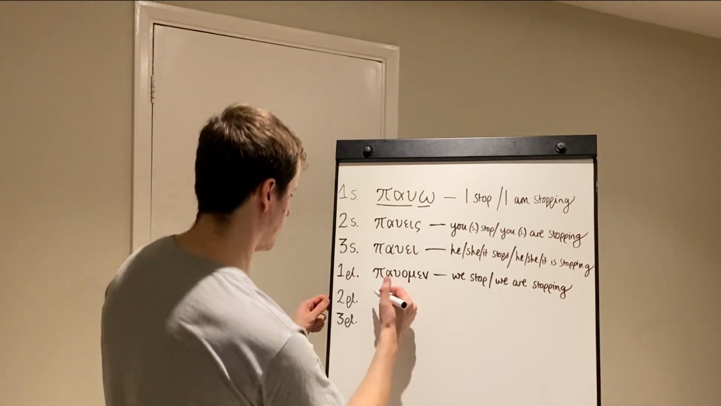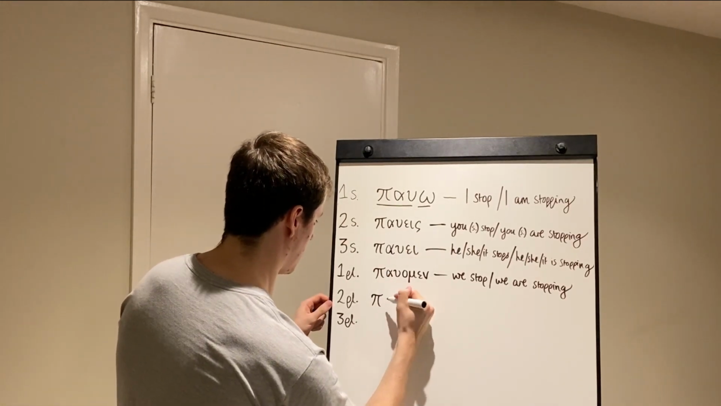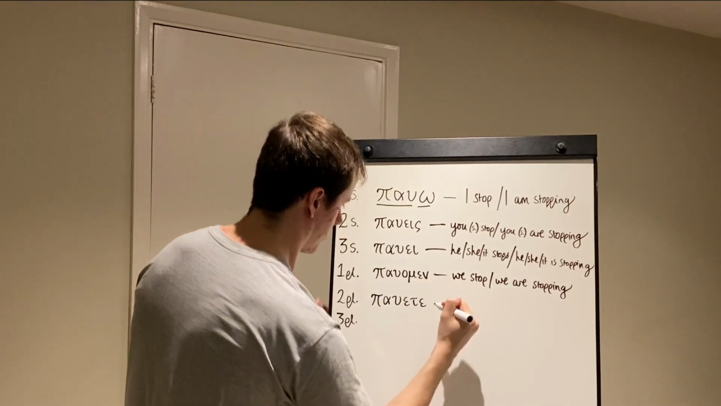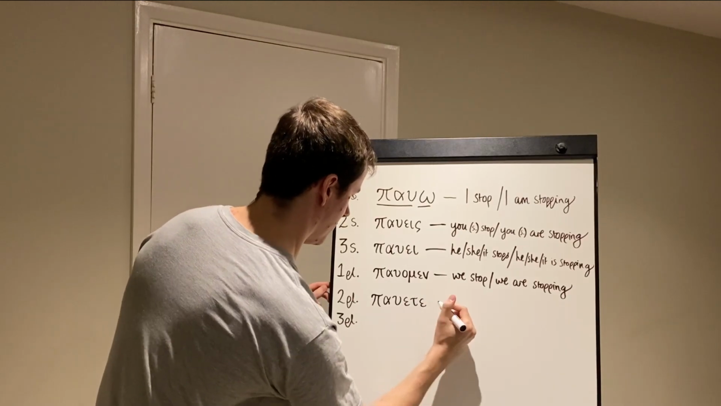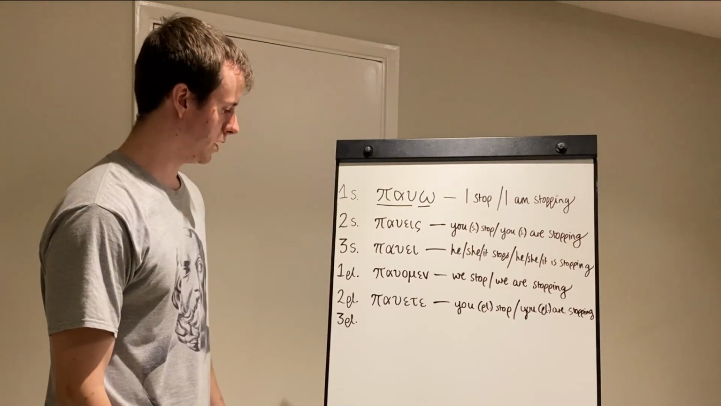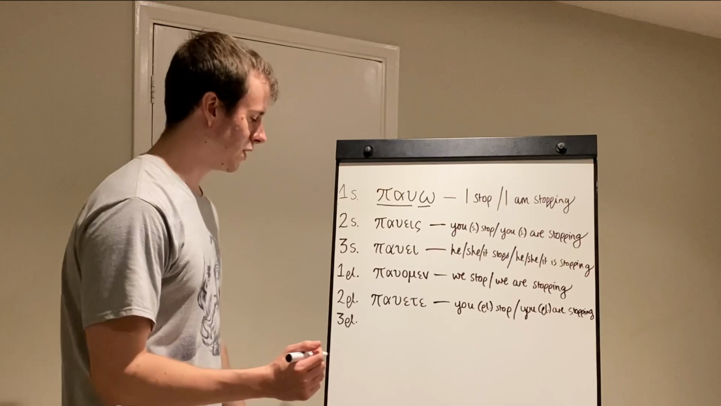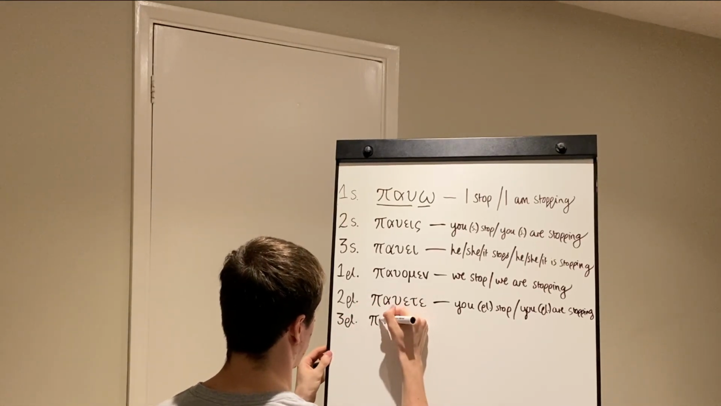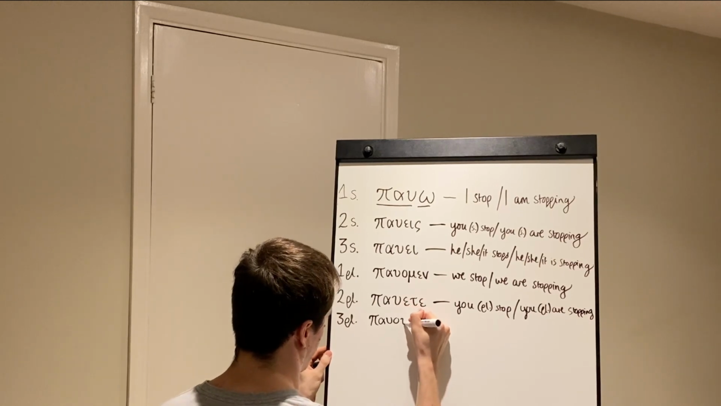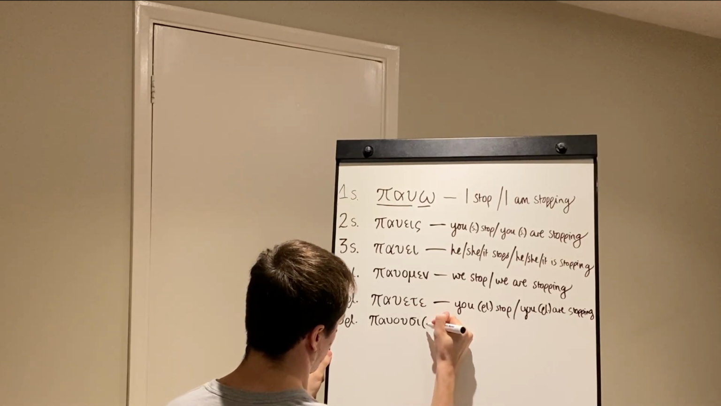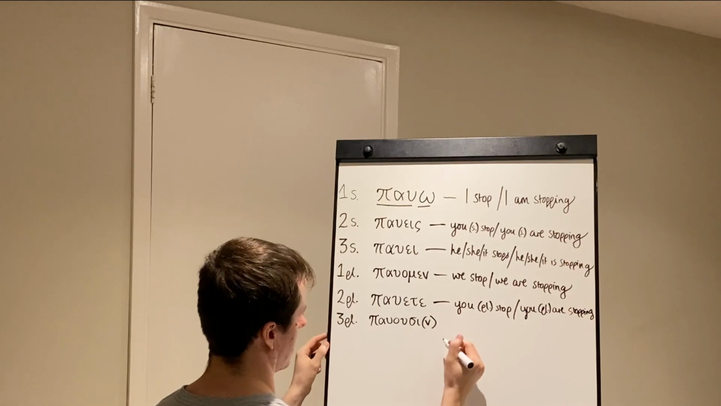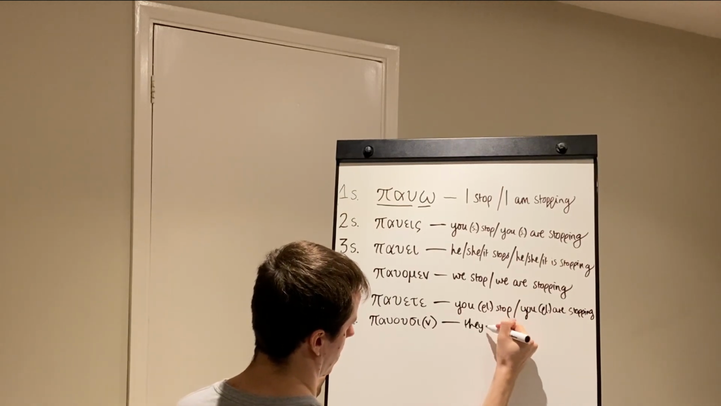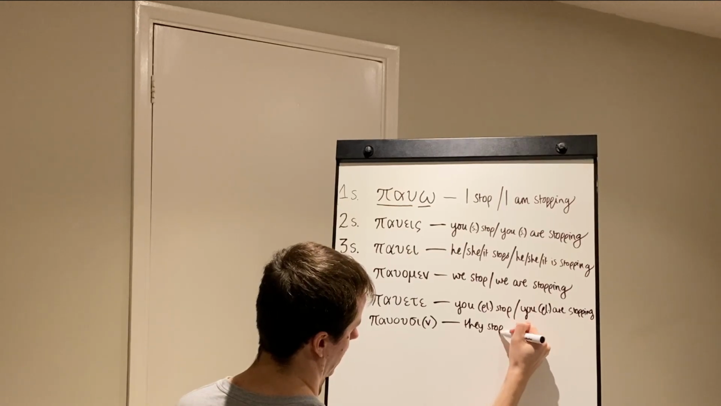The second person plural form is pauete, meaning you plural stop or you plural are stopping. And then finally, the third person plural form is pauousin, or pauousi if the next word does not begin with a vowel, which means they stop or they are stopping.